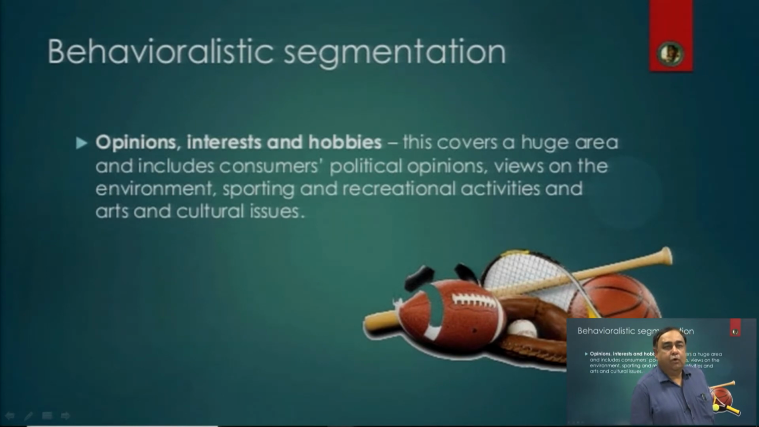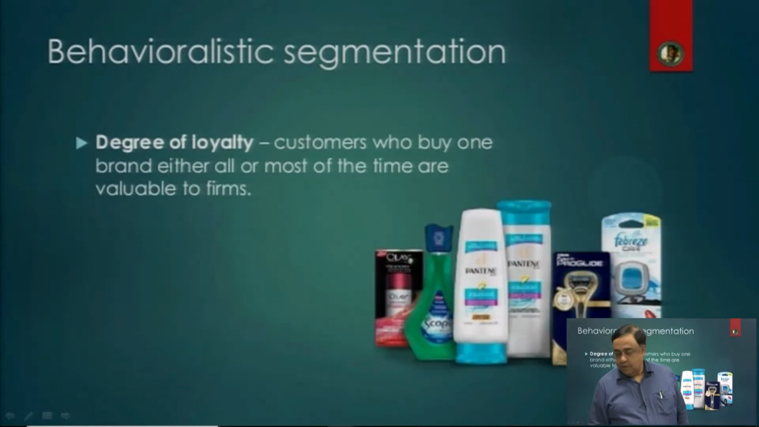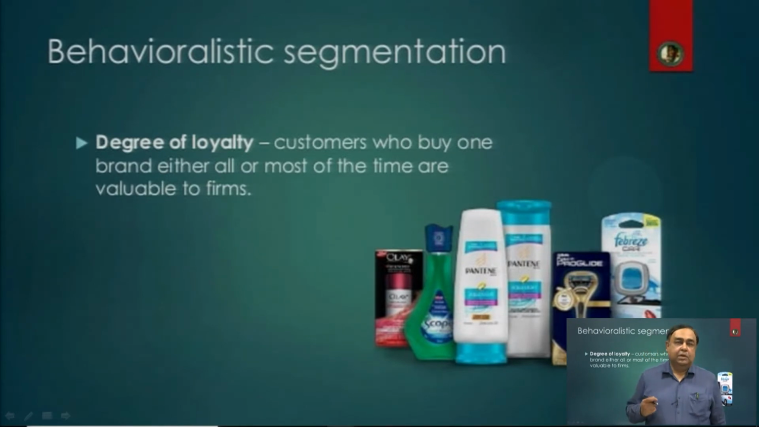Opinion, interest, hobbies covers a huge area. It includes the customer's political opinions, views and environment, sporting and recreational activities, art and cultural issues and so on. Degree of loyalty, as I have just told you, is basically of 4 kinds. Customers who buy one brand all or most of the time are very valuable to firms, because they are the customers who generate the profit and are very important to the organizations.